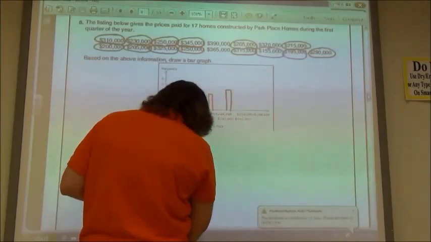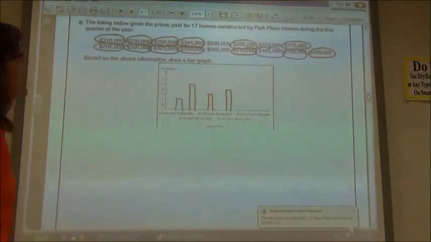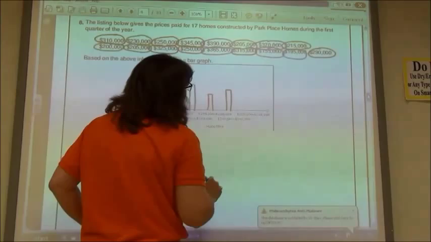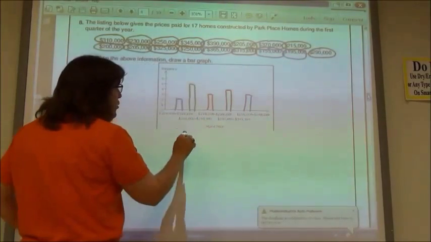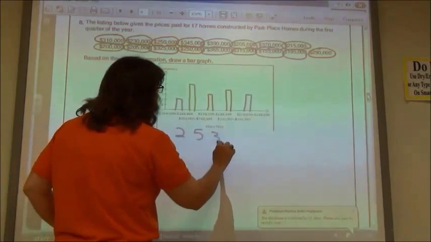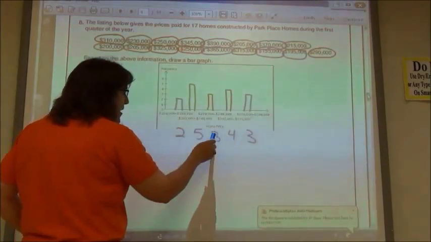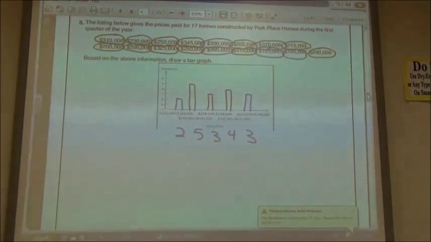And then we have the last section. I'm going to go back to blue here. Anything bigger than 350,000. So 365, 390, and 370 are all bigger than that, so we've got 3. And so we had 2 here, 5 here, 3 here, 4 here, and 3 there. If I add those up, 7, 8, 9, 10, 15, 16, 17. Yep, I've got all 17 accounted for. My graph should look something sort of like that.